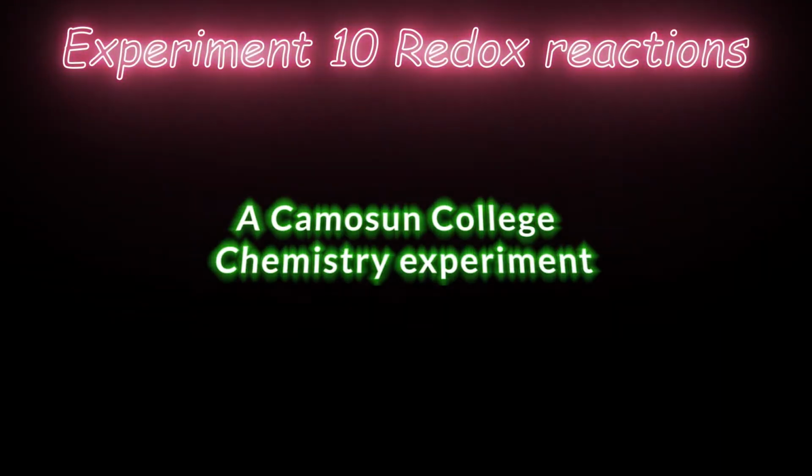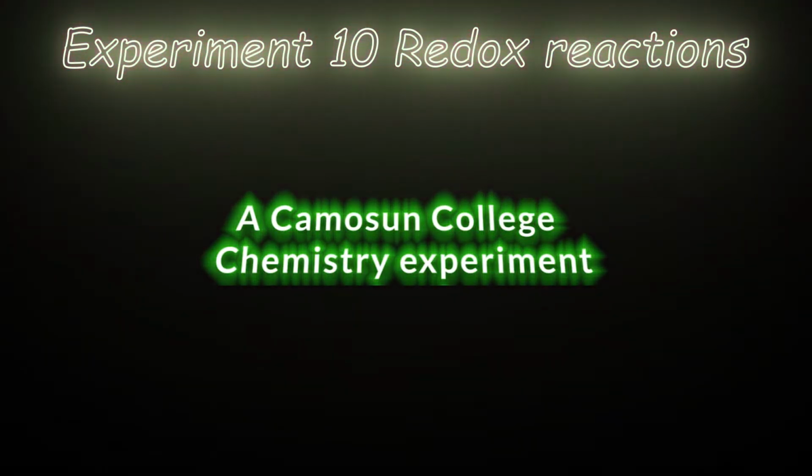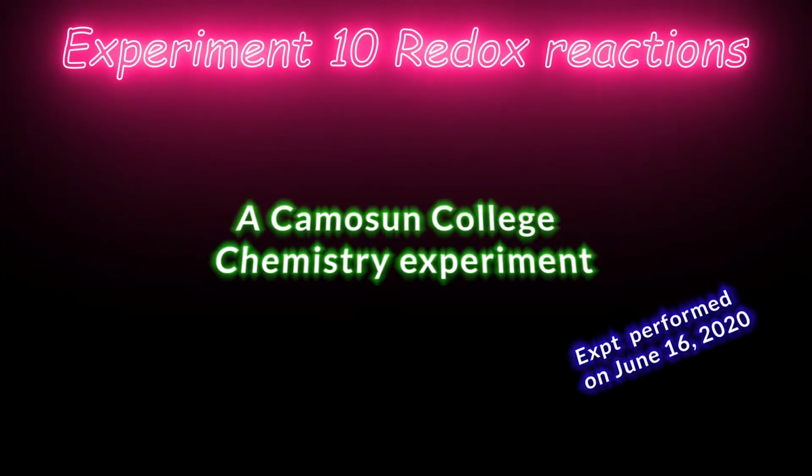Experiment 10, Redox Reactions. This is a Camosun College chemistry experiment performed on June 16, 2020. You will need to follow along with your lab manual and answer the questions such as give the balanced chemical equations and what is oxidized and what is reduced. For this, you will need to review redox chemistry.